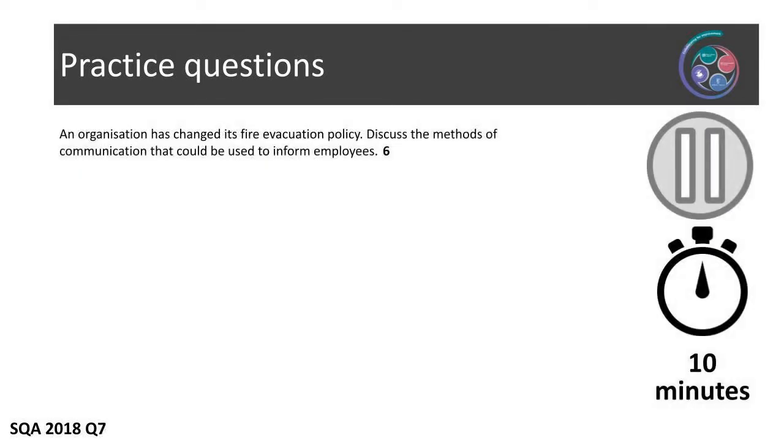Looking now at our next practice question, an organisation has changed its fire evacuation policy. Discuss the methods of communication that could be used to inform employees. So you're discussing methods of communication, and we are referring to a fire evacuation policy, and we're trying to inform all our employees there. It's a 6-mark question. So it's a discussion. It's looking for points that are going to be well developed and explained. So I'd give yourself a good 10 minutes to have a go at answering this question.